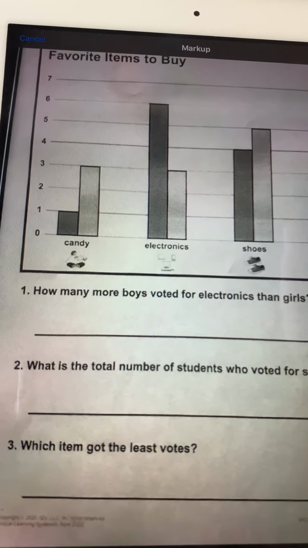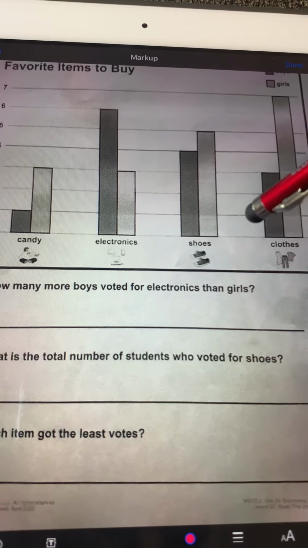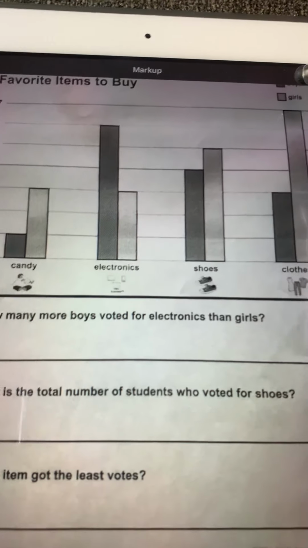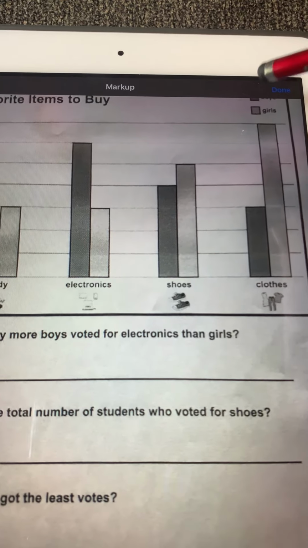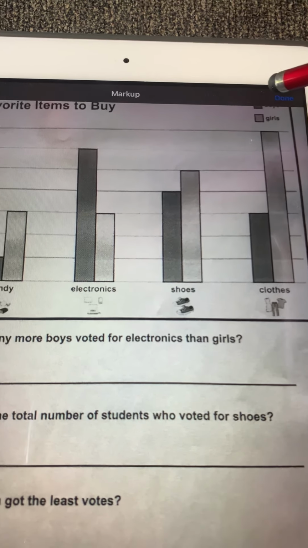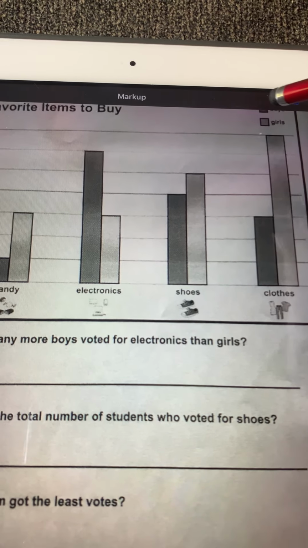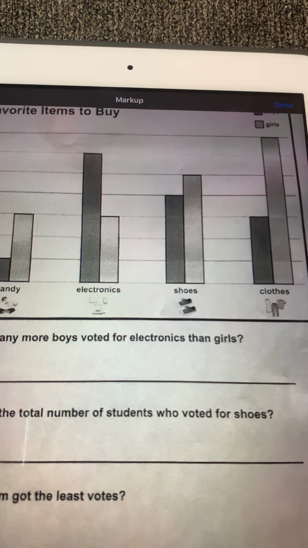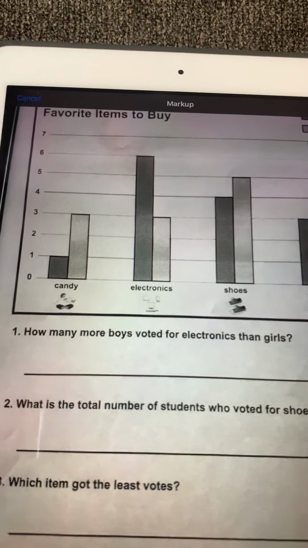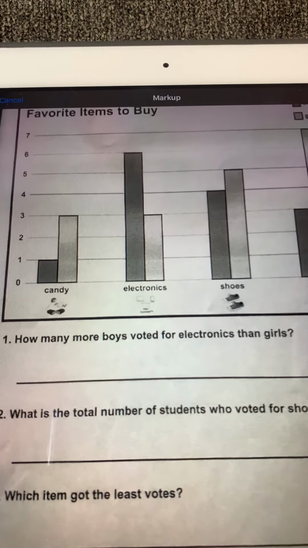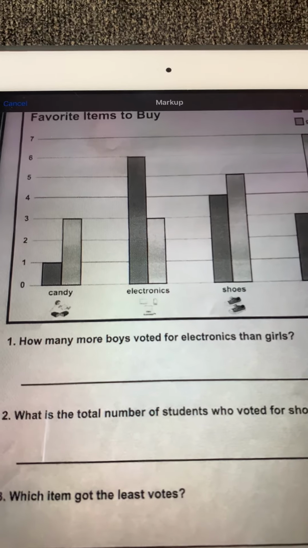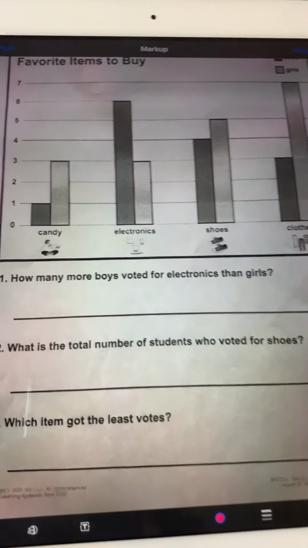So this is a graph. It's a bar graph. Okay, I can barely see it on my iPad, but I know that you all can see it on your paper, but the very dark square up there is boys, and the lighter graph is girls. Okay, and this bar graph is called favorite items to buy. And you'll have 2 sheets that go along with this graph as well.